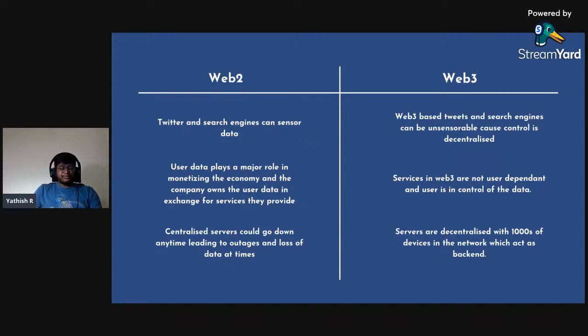Now let's take Web3. In Web3, tweets and search engines are uncensorable, because the control is decentralized. There is no person sitting there telling you, this is uncensored data, this is not, we have to remove this. There is no one doing that on Web3. On Web 2, user data plays a role in monetizing the economy, and the company owns the user data in exchange for the services they provide. Like I said, you give your data, you get the services, they sell your data, they make money. What are you getting out of it? Nothing. You still are paying certain fees for getting much better services from the same organization.